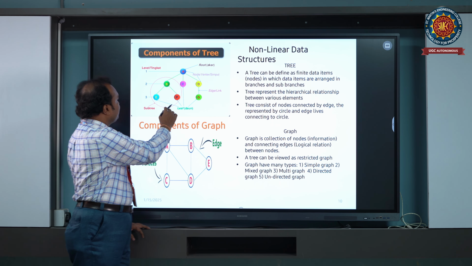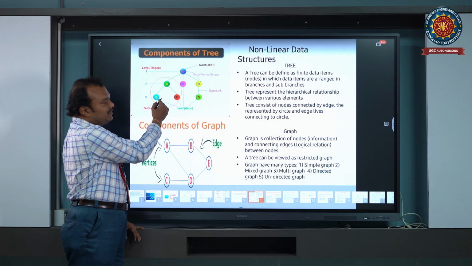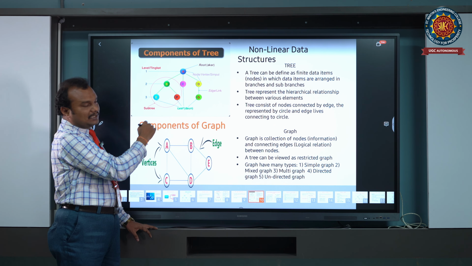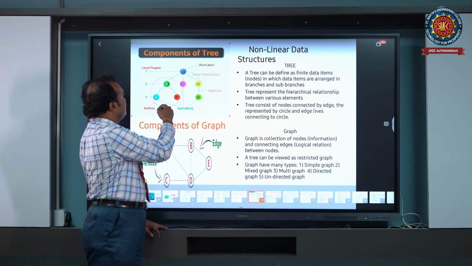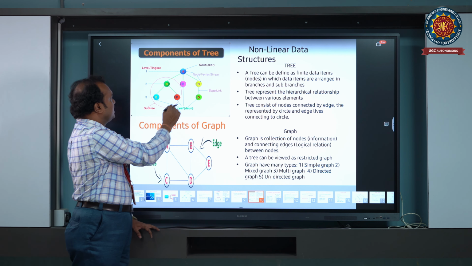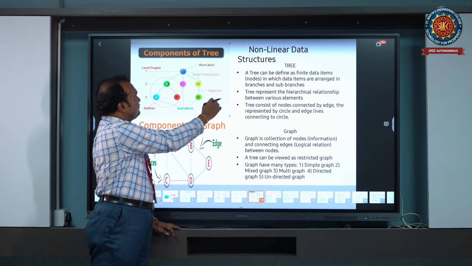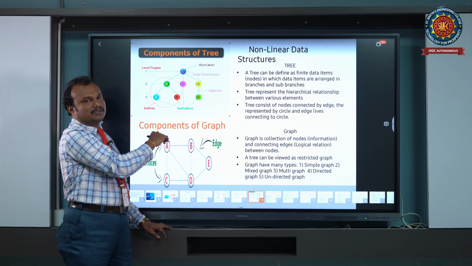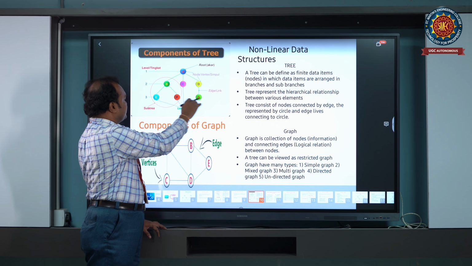In the tree, each node is represented by a circle, and two nodes are connected by an edge. The top level node in a tree is called the root node. The bottom level nodes are leaf nodes. All the other nodes in the middle, except the root node and leaf nodes, are called internal nodes.